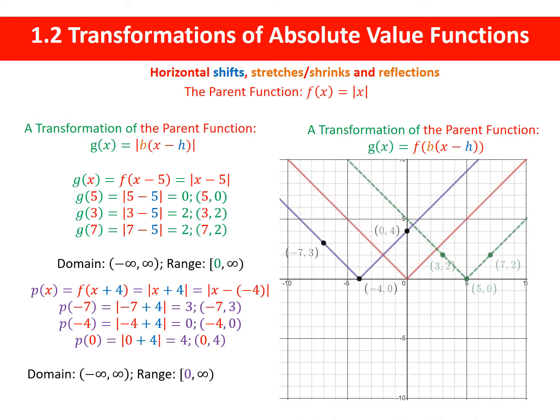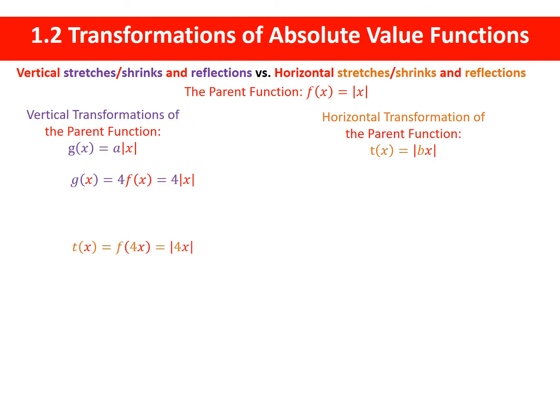So when we graph this thing, our purple function has gone from the parent function with the vertex at the origin 4 units to the left. You can see anytime you plug in 0 for x, you're going to get your y-intercept. So (0, 4) is our y-intercept, (-4, 0) is our x-intercept, and (-7, 3) is just any old point.